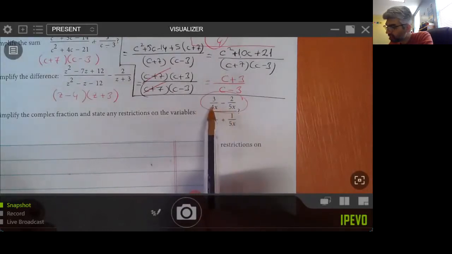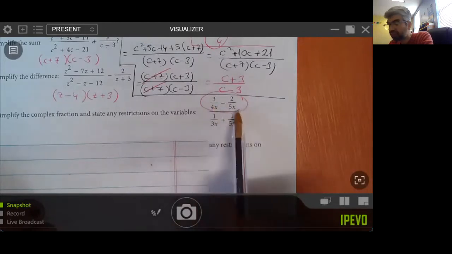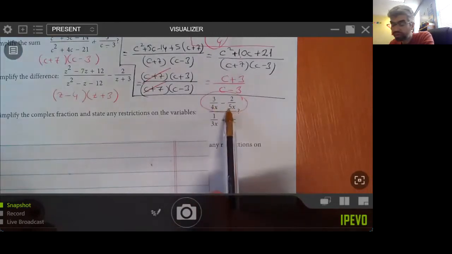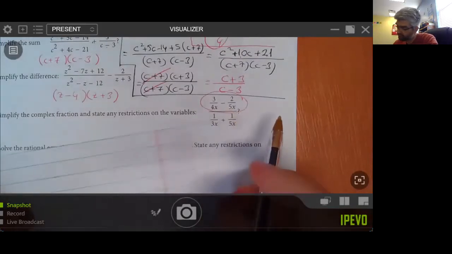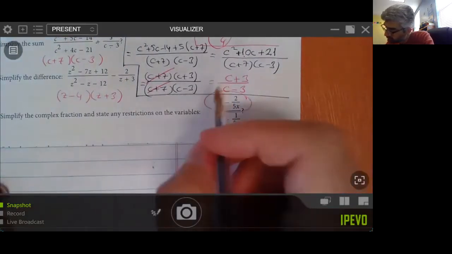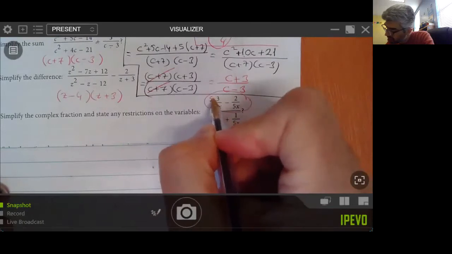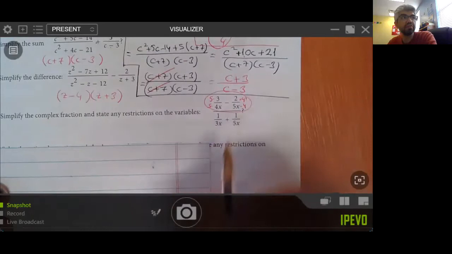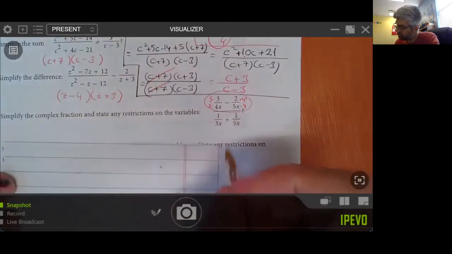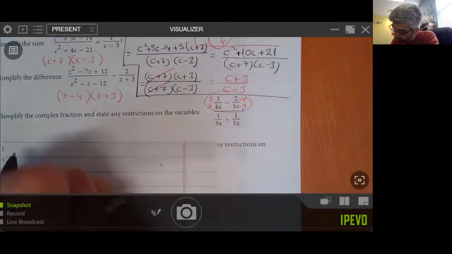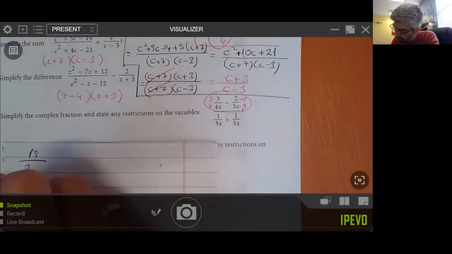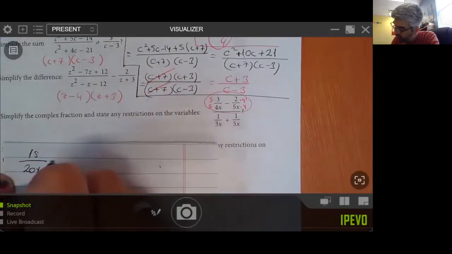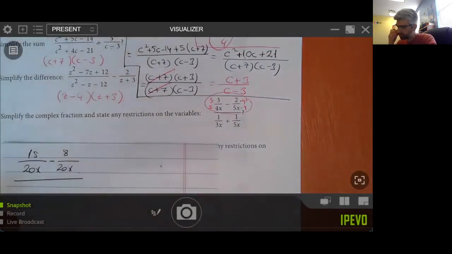It means I have to multiply the first fraction by 5 and it will be 20x. And I have to multiply the second fraction by 4 and it will be 20x. Okay, so I multiply the first one by 5, and the second one I multiply by 4. Make sense? And what do I have? I have 15 over 20x minus 8 over 20x over.